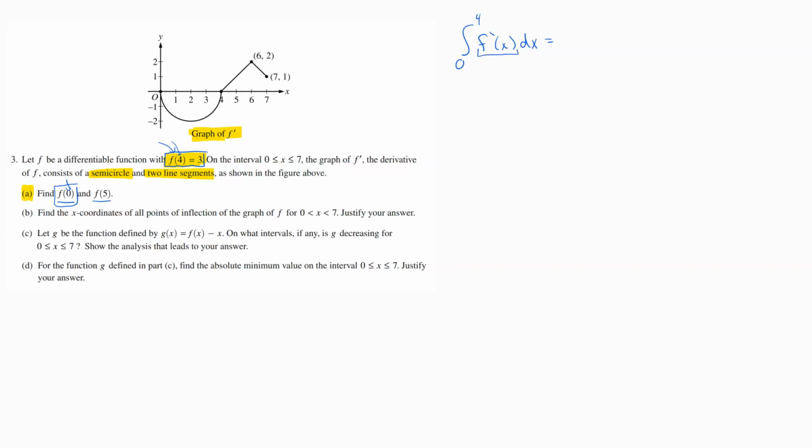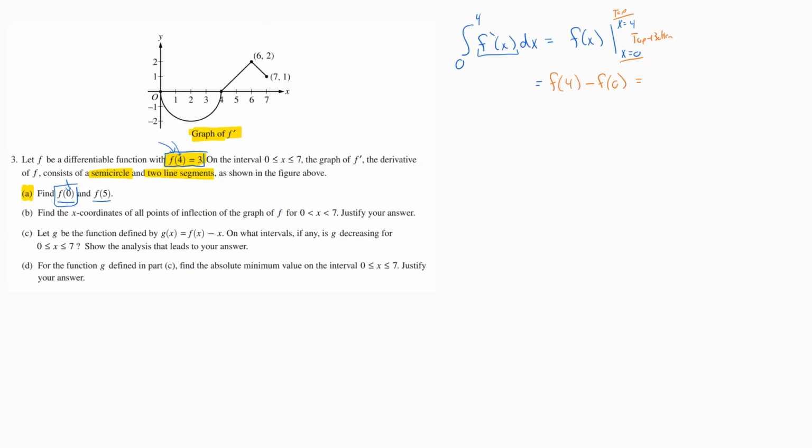If I undo this, this would have been the original function f of x evaluated from x equals 0 to x equals 4. And from there, we would have been able to do what I just call the top minus bottom game. You would have plugged your top value in and subtracted off the bottom value plugged in. So the top value would have been 4. So we would have said f of 4 minus the bottom value, f of 0. And what does that have to equal?